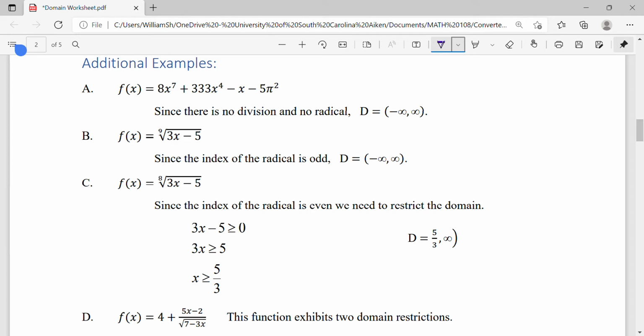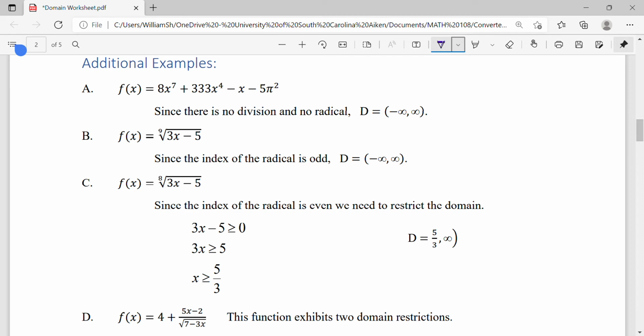So A says f of x equals 8x to the 7th plus 333x to the 4th minus x minus 5 pi squared. Now we have to remember here that pi is just a number, 3.14, etc. They've got a lot of digits to pi, right? You can use it on your calculator, but it's essentially just a number.